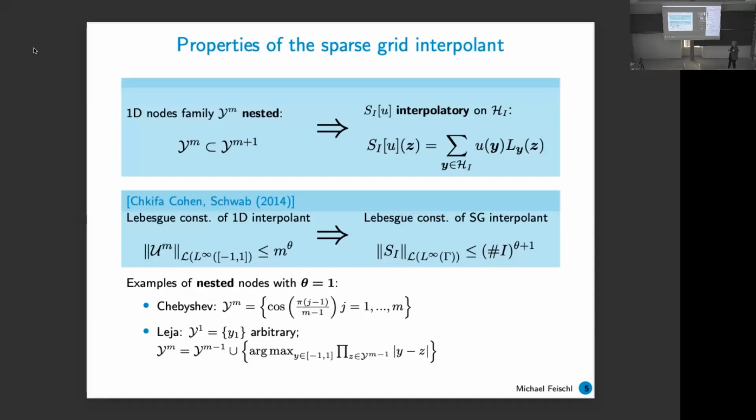And there's this nice result by Cohen, Schwab, and co-workers that basically the sparse grid interpolant inherits the Lebesgue constant of the 1D interpolant, right? So if the 1D interpolant has Lebesgue constant M to theta, if M is the polynomial degree, then the sparse grid interpolant will have essentially the number of points in the multi-index set to theta plus one. So it gets slightly worse, but the important thing, it's algebraic and not exponential. That's the important thing.